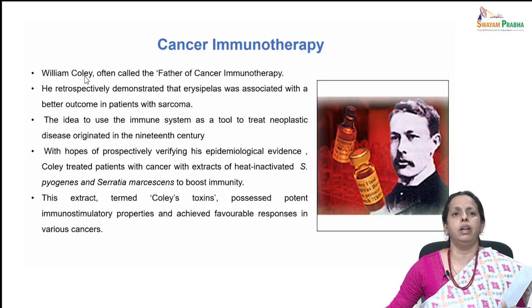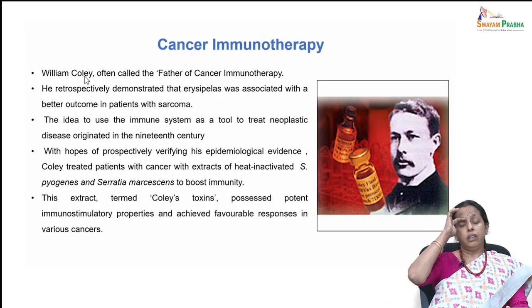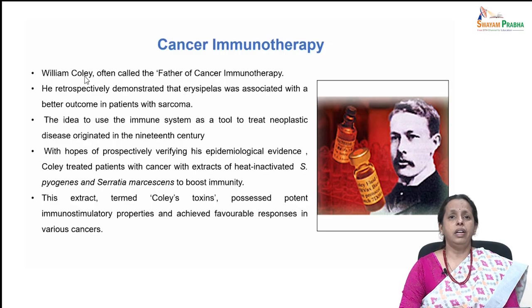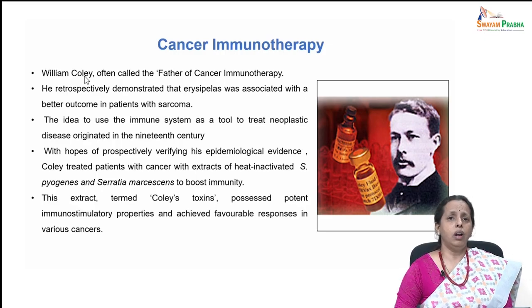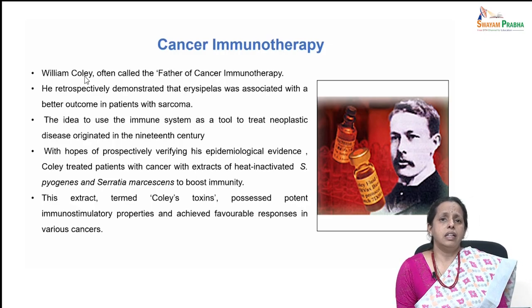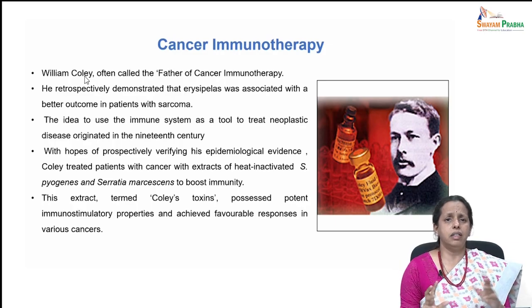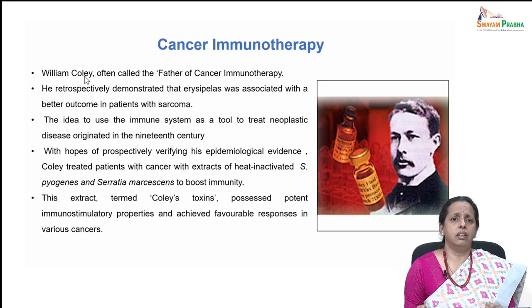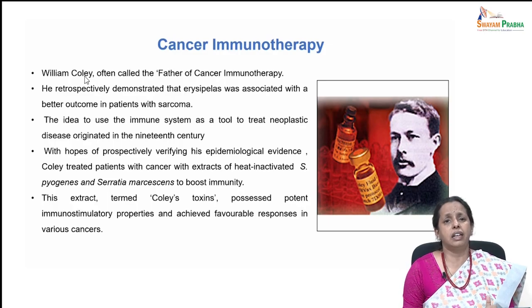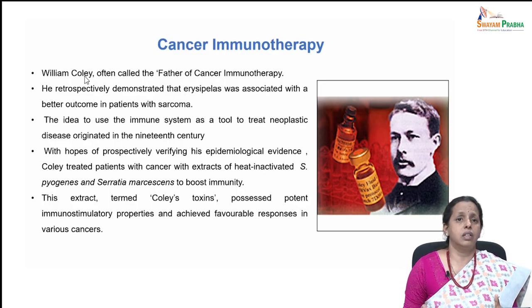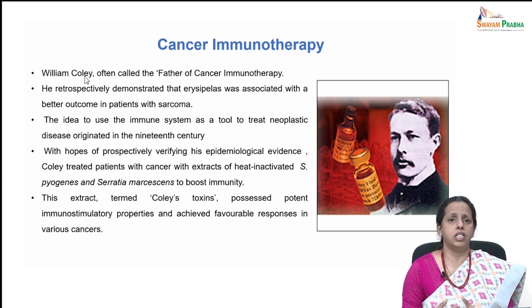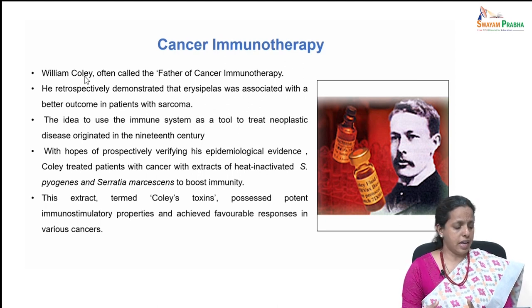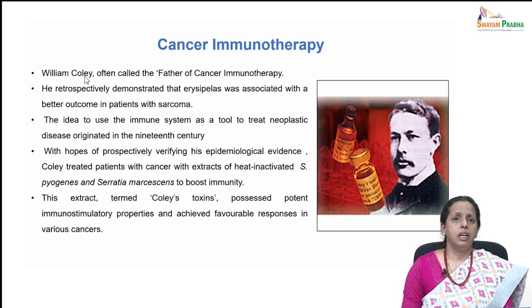Maybe people have tried it with ancient methods also. So to come to the history of cancer immunotherapy, we have William Coley. He was called the father of cancer immunotherapy. What did he do? They were called Coley's toxins. It is a very vague area: he took extracts from inactivated bacteria like Streptococcus pyogenes and Serratia marcescens to boost immunity in cancer patients. What has he done?